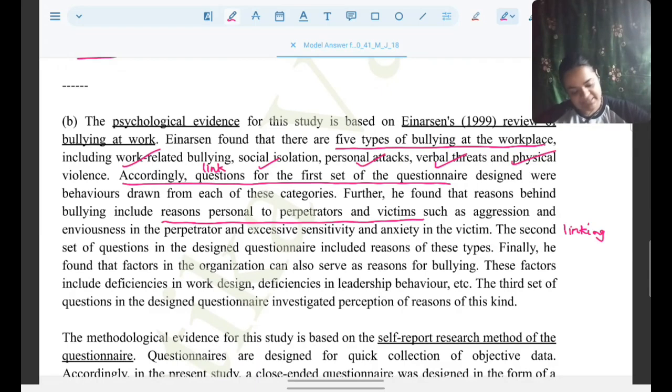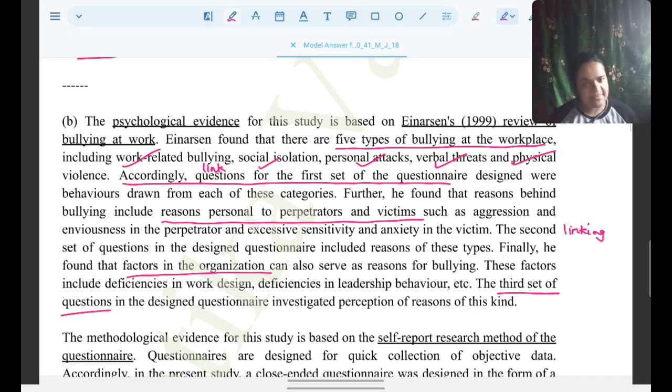Finally, he found factors in the organization can also serve as reasons for bullying. So that part of the theory, again, I've mentioned it so that I can link it to the third set of questions which I have presented. This is what we have to do in psychological evidence. Whatever we've kept in our mind as guidance for answering part A of the question, we have to specify it here, that this is from where we have drawn our examples.